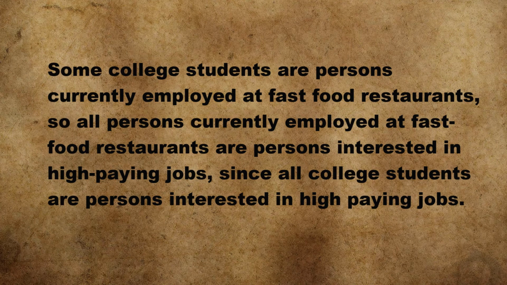Now let's work with a categorical syllogism, beginning with placing it into standard form. So imagine that you have been given this syllogism. Some college students are persons currently employed at fast food restaurants. So all persons currently employed at fast food restaurants are persons interested in high-paying jobs, since all college students are persons interested in high-paying jobs.